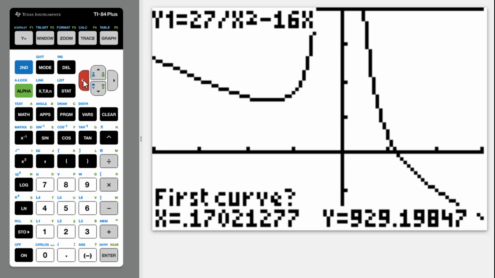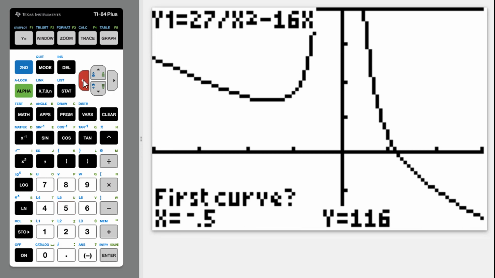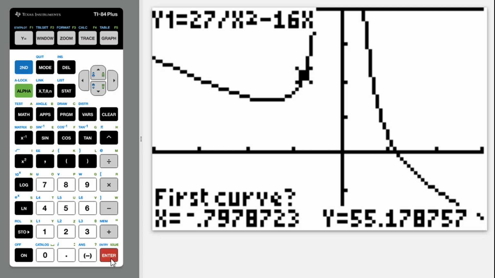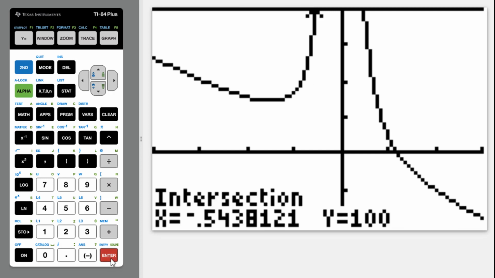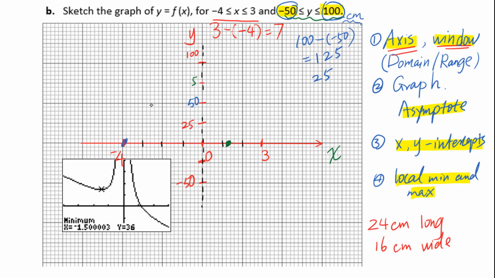Then move the arrow close to that intersection. Enter, enter, enter. You will get negative 0.544, 100. Let's plot key points. First of all, let's plot the x-intercept. This is a 1.19, just an estimate. For the minimum point, it's a negative 1.536. It will be here.